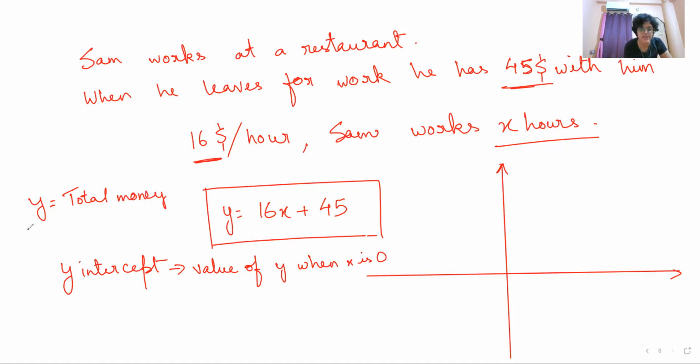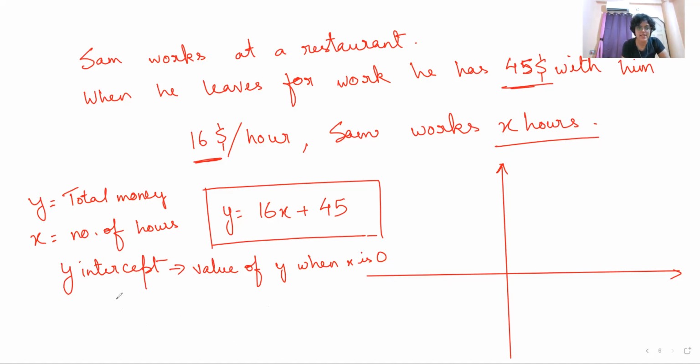In this case, y is the total amount of money Sam has at the end of the day, and x is the number of hours Sam has worked. So y-intercept means the value of y when x is 0, which means how much total money does Sam have when he hasn't even worked a single hour. His number of working hours is 0. How much money does he have? Very simple. He has $45, as we said. When he leaves for work, which means he hasn't started work, he has $45.